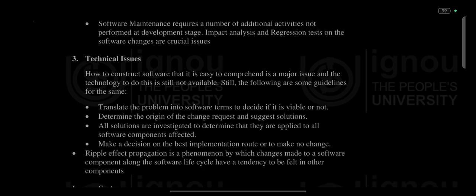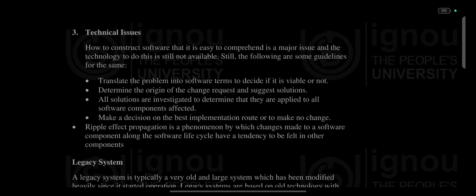Technical issues. How to construct software that is easy to comprehend is a major issue and the technology to do this is still not available. Still, the following are some guidelines for the same. Translate the problem into software terms to decide if it is viable or not. Determine the origin of the change request and suggest solutions. All solutions are investigated to determine that they are applied to all software components affected. Make a decision on the best implementation route or to make no change.